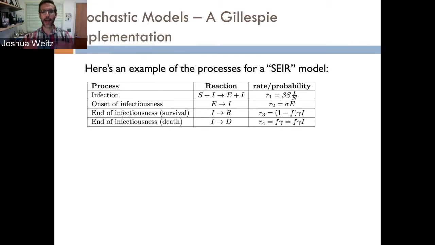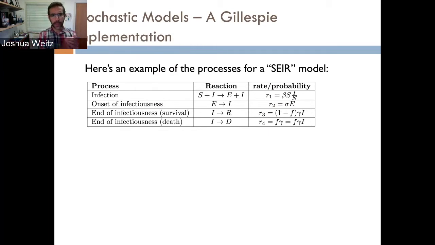and if we are looking at individual numbers, we have to do beta SI over N. And we can think of this essentially as for each infectious individual, they make a certain number of contacts. A fraction of those, S over N, are susceptible. A fraction of those contacts lead to new infections. And that's why we get this beta SI over N as a rate at the population scale.